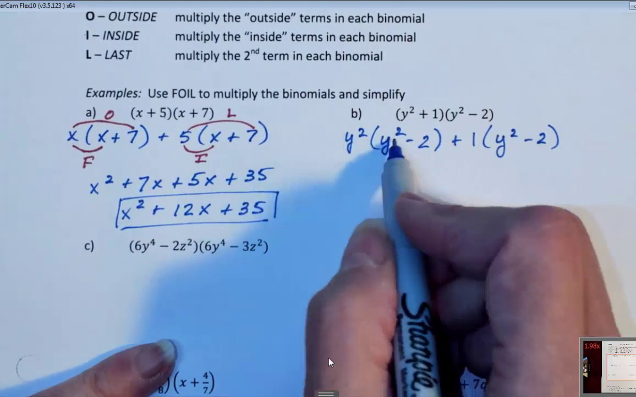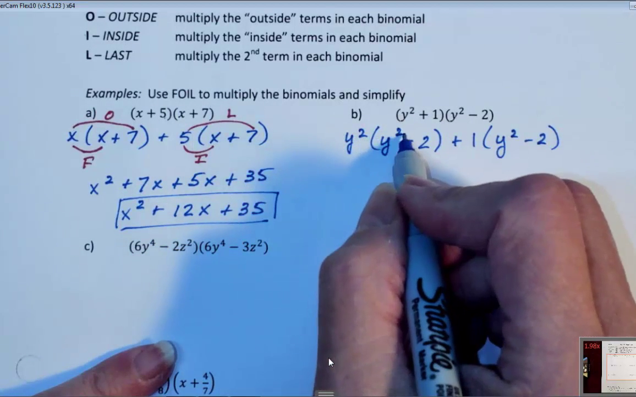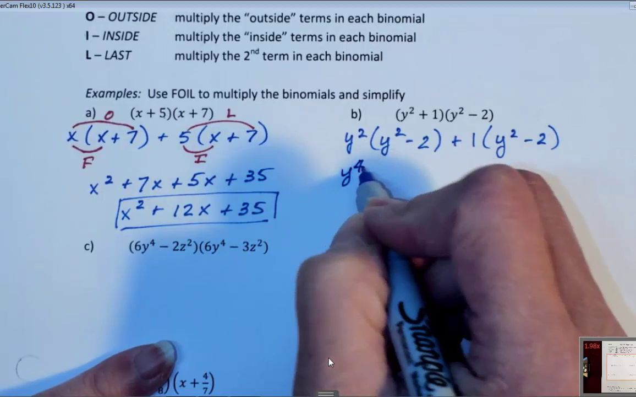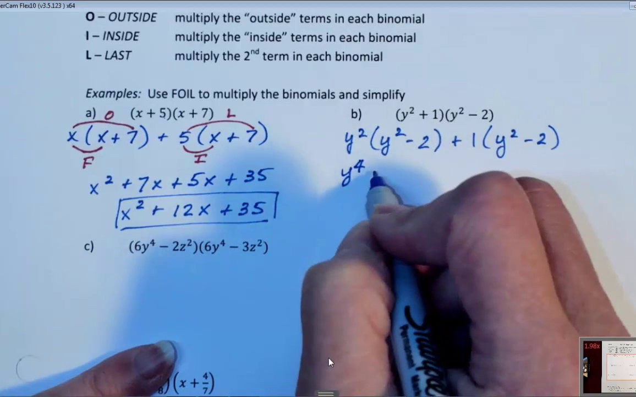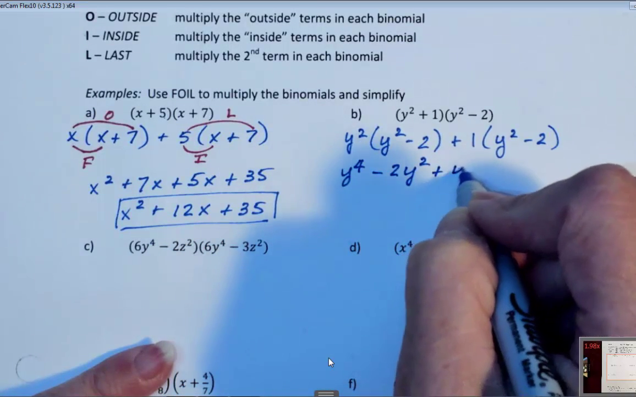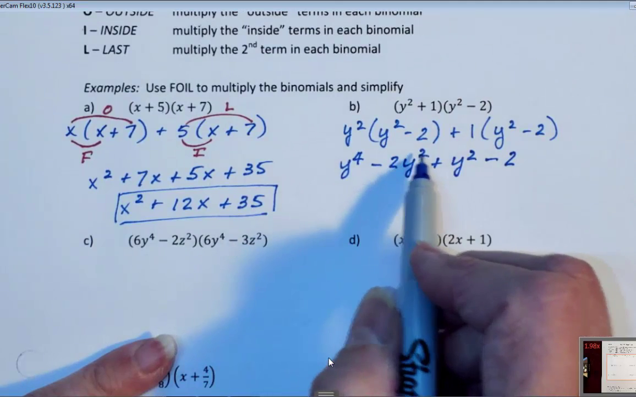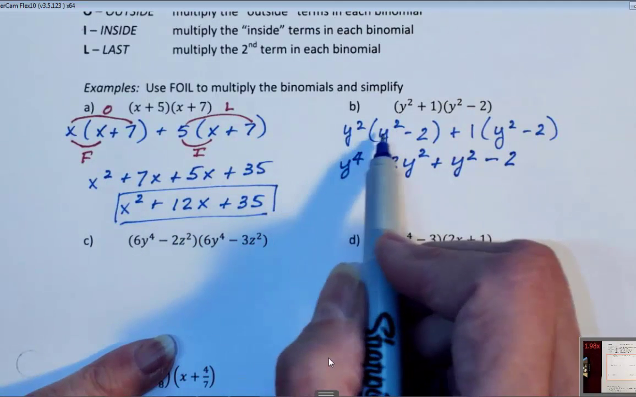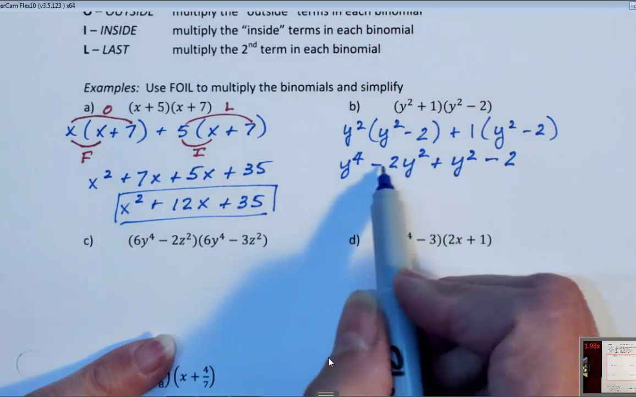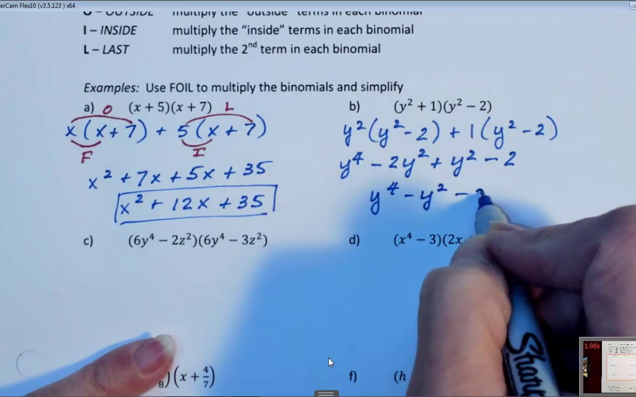So again, multiplying my first terms, which is y squared times y squared. Remember that when we're multiplying, we're going to add our exponents. So y to the 2 plus 2 gives me y to the 4th. Then y squared times negative 2 is negative 2y squared. Then 1 times y squared gives me just y squared. 1 times negative 2 gives me negative 2. So the only time I needed to worry about my exponents was when I was multiplying like terms. When I multiplied the y squared and the 2, there's nothing to do. They're not like terms. Then combining these two middle terms, we end up with y to the 4th minus y squared minus 2.